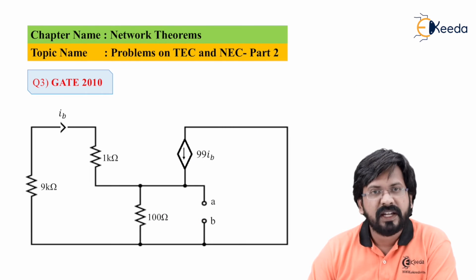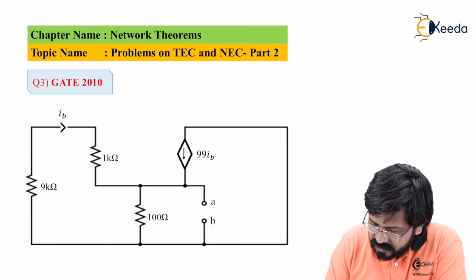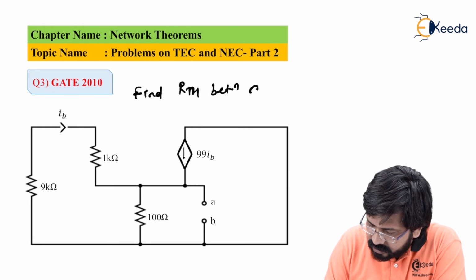So question number 3 has appeared on your screen. In this circuit also we have to find the value of RTH between A and B. So the question is, find RTH between A and B.